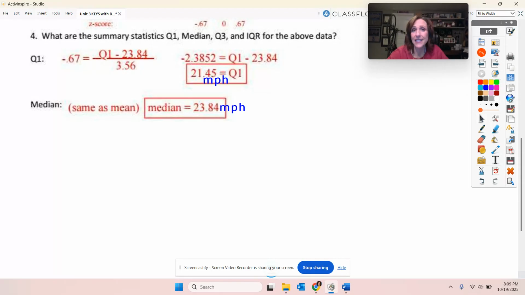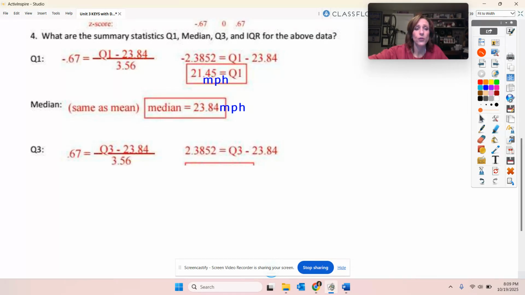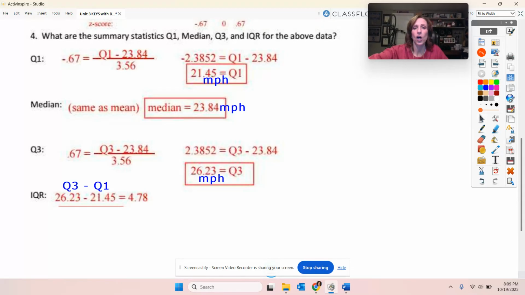Next, find the median. Well, because of symmetry, the mean and the median are the same. So it is 23.84 miles per hour, no work needed. So now for the Q3, we're going to do the same thing we did for Q1, but the z-score is a positive 0.67, not a negative 0.67. And we're going to do the algebra, and there's what we get. The last thing wants the IQR, which, do you remember, IQR is Q3 minus Q1. So I just take the Q3 and the Q1 that I've just found, and I subtract them, and I get 4.78 miles per hour.